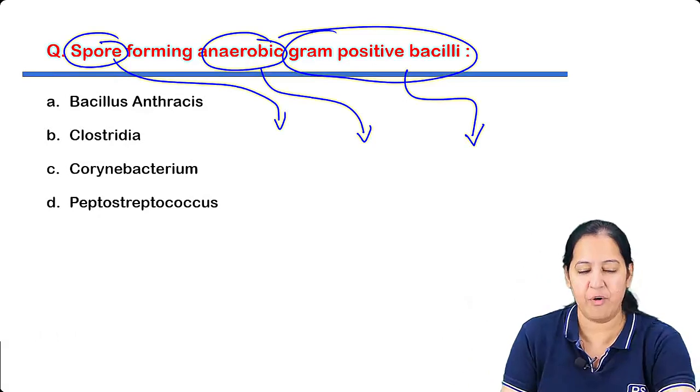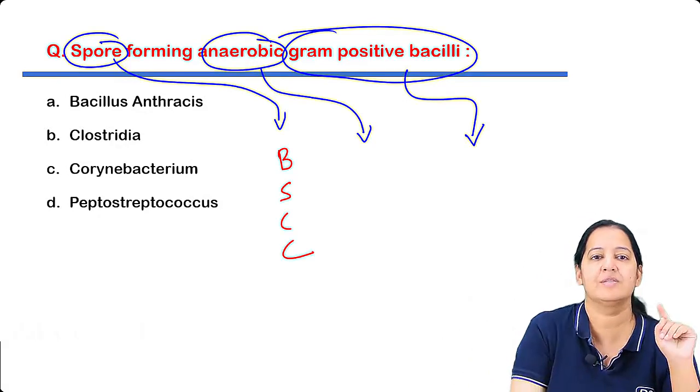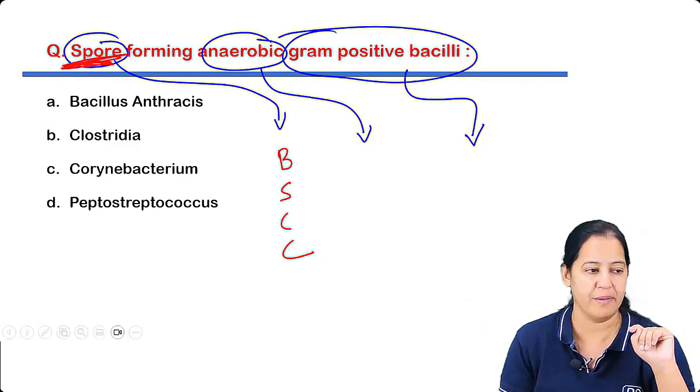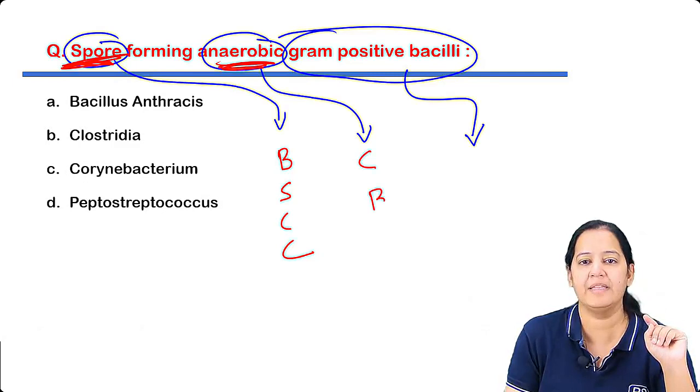So how many spore forming bacteria are there? Only 4. The mnemonic is BSC chemistry. These are the 4 spore forming bacteria. How many anaerobes are there? Again 3. Anna, can't breathe air.